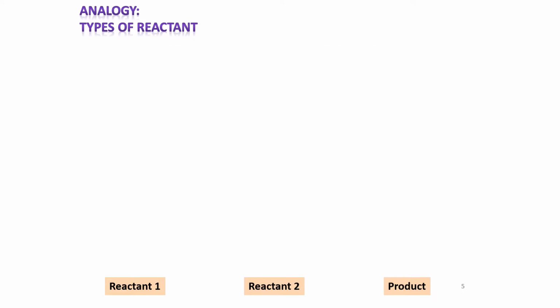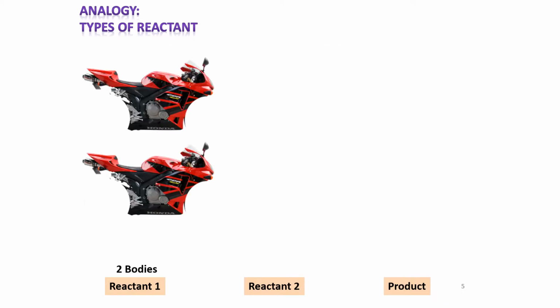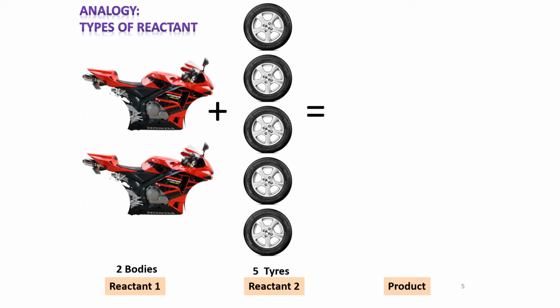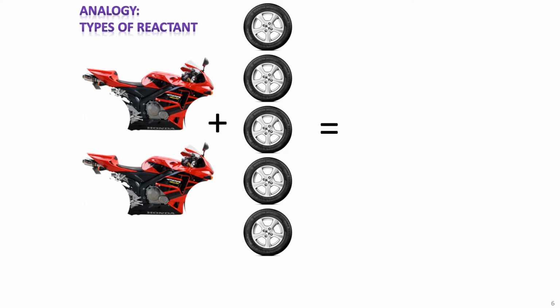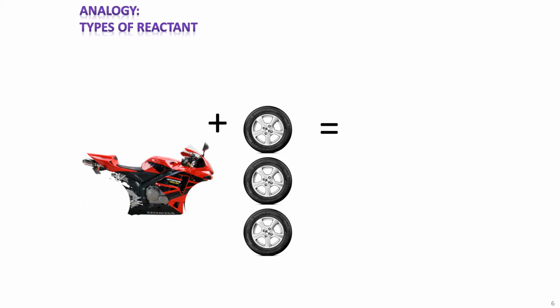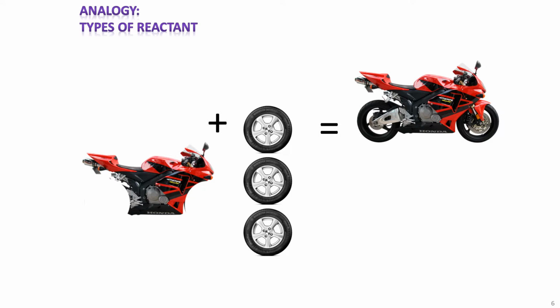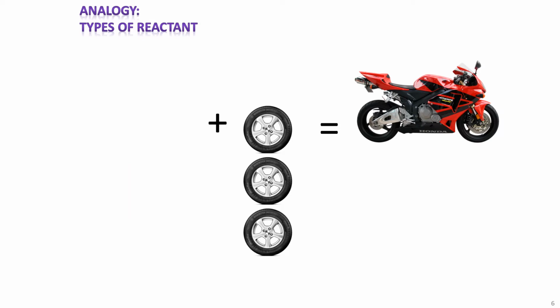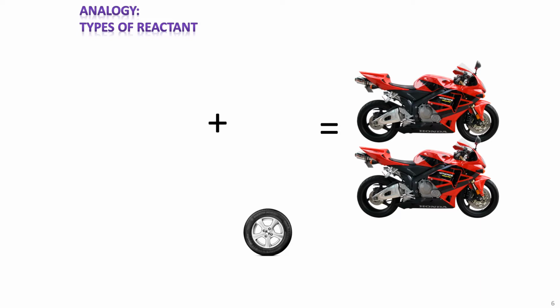Now, there is a situation when the factory has two bodies of motorcycle and 5 tires. How many motorcycles will be produced? Remember, the ratio is 1:2. The first body is connected to 2 tires to produce the first motorcycle, and then the second body is connected to 2 tires to produce the second motorcycle. Overall, 2 motorcycles are produced.